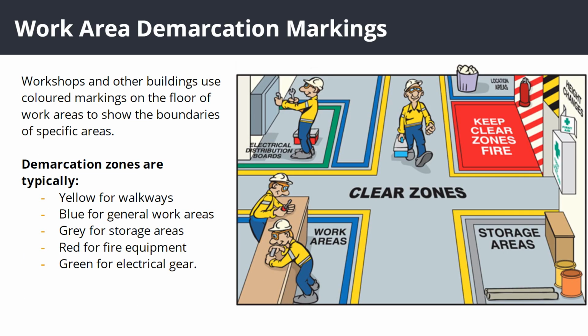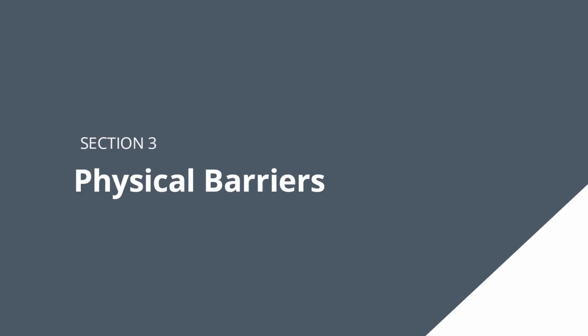Workshops and other buildings use colored markings on the floor of work areas to show the boundaries of specific areas. Demarcation zones are typically yellow for walkways, blue for general work areas, gray for storage areas, red for fire equipment, green for electrical gear.